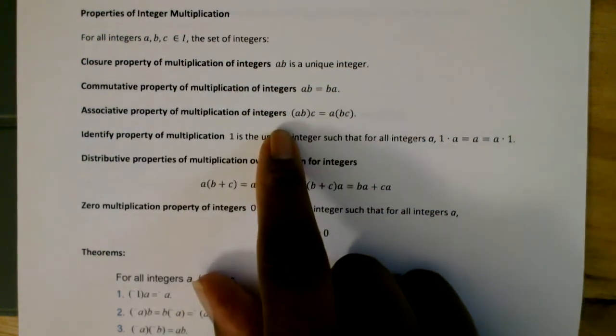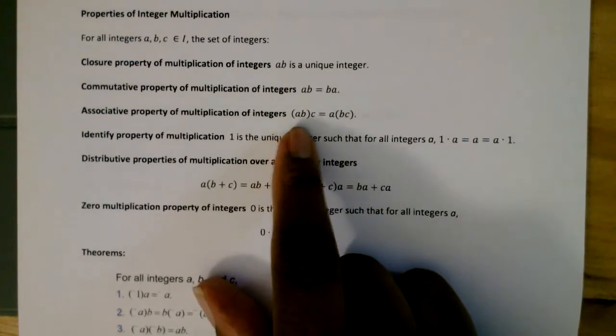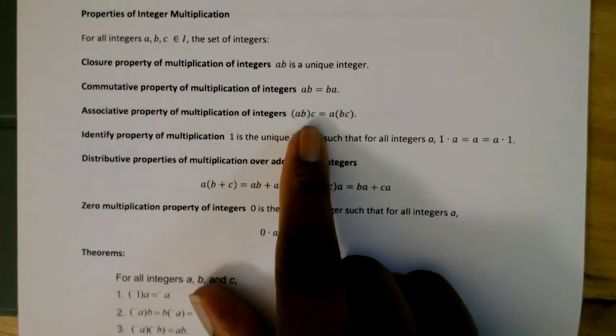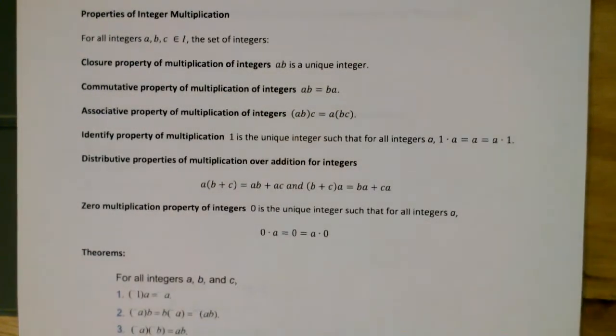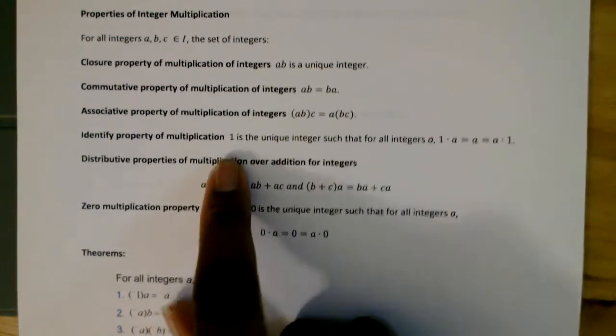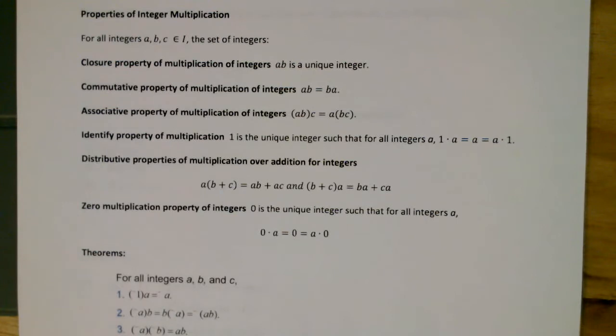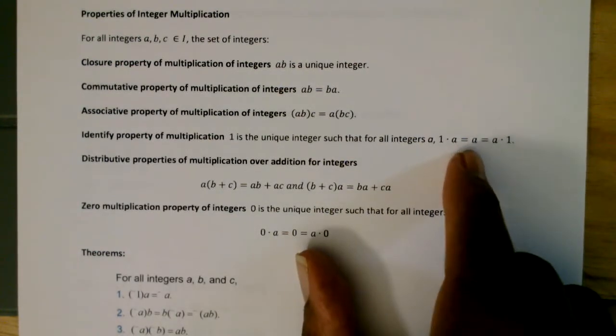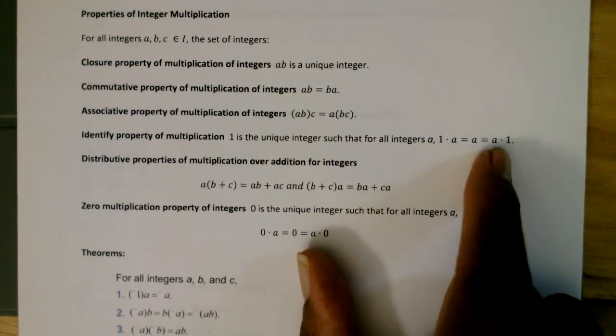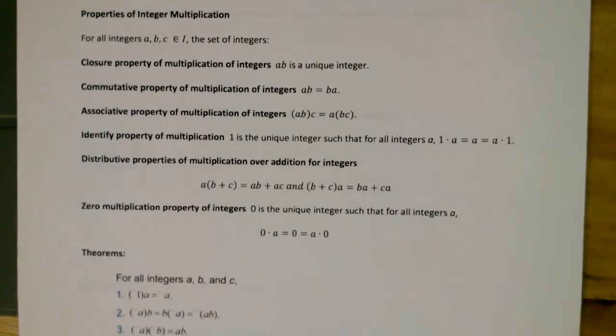Then the associative property of multiplication of integers: I can multiply A and B together, then multiply it by C. That will be the same as if I multiply B times C together and multiply it by A. The answer will be the same. Then the identity property of multiplication, where in this case, 1 would be the unique integer, where 1 times any integer would be that integer, and also that integer times 1 would be that integer as well.